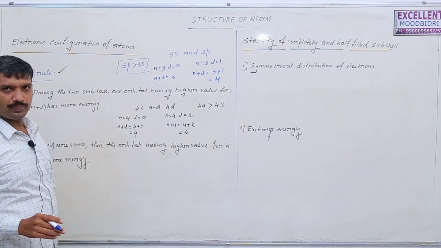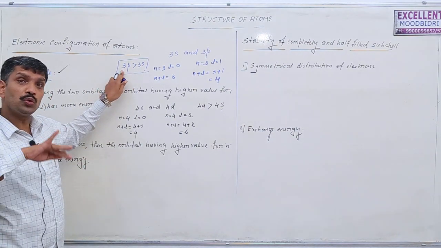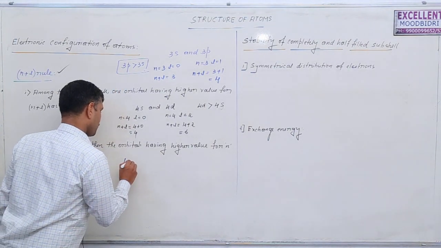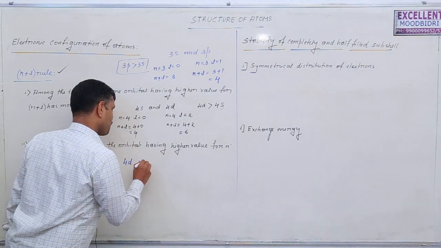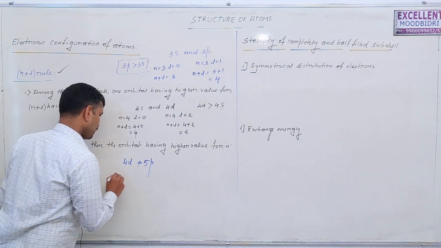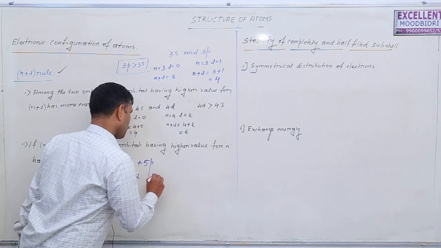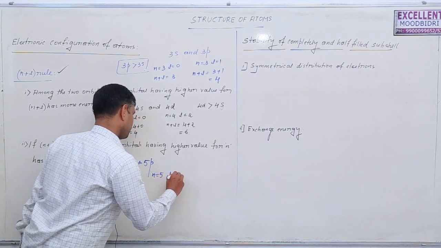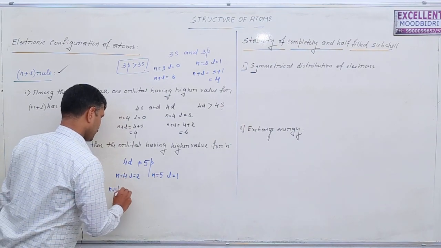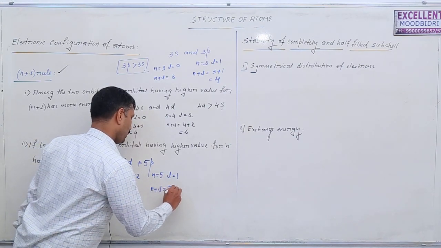So this is called the n plus l rule. But in some cases, the n plus l value for two orbitals is the same. For example, take 4d orbital and 5p orbital. For 4d, n value equals 4, l value equals 2, so n plus l is 4 plus 2, equal to 6. For 5p, n is equal to 5, l equal to 1, so n plus l is 5 plus 1, which is equal to 6.